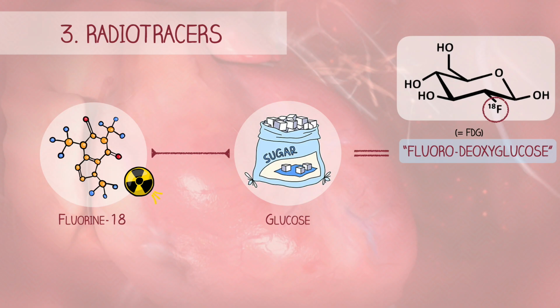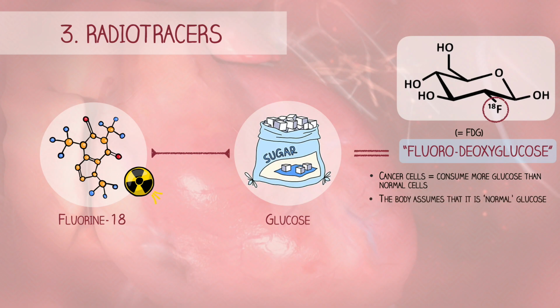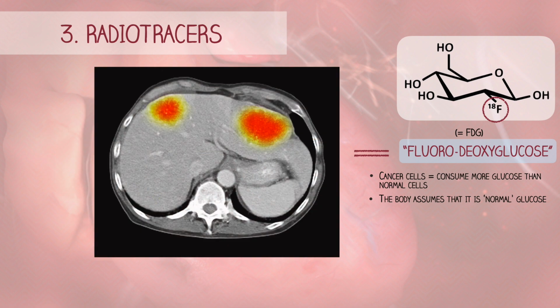Many cells in the body, especially cancer cells, are highly active and consume more glucose than normal cells, making FDG an excellent tool for diagnosing cancer. When a patient is injected with FDG, the body assumes that it is normal glucose, absorbs it, and the FDG accumulates in areas with high metabolic activity, such as cancer cells.